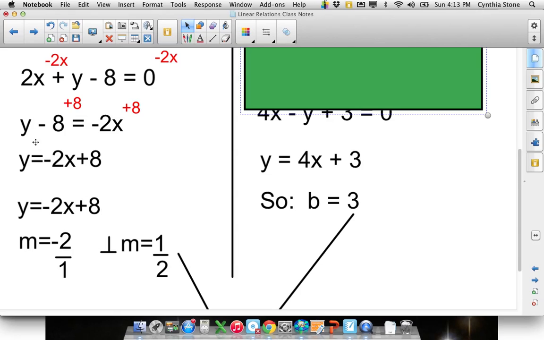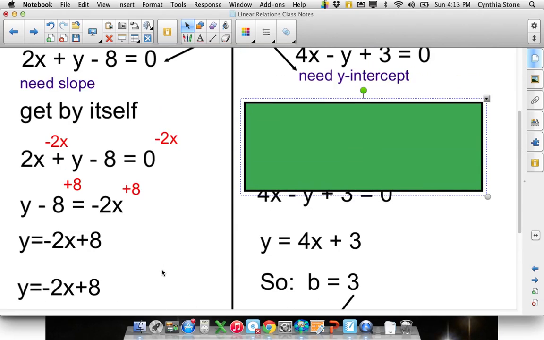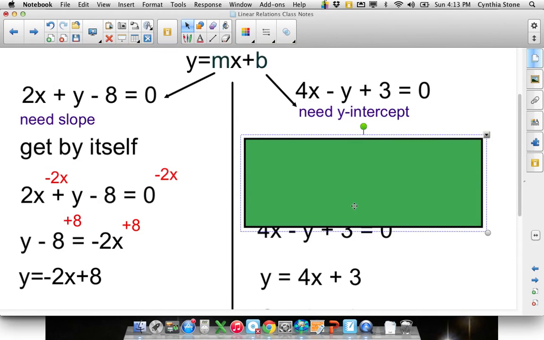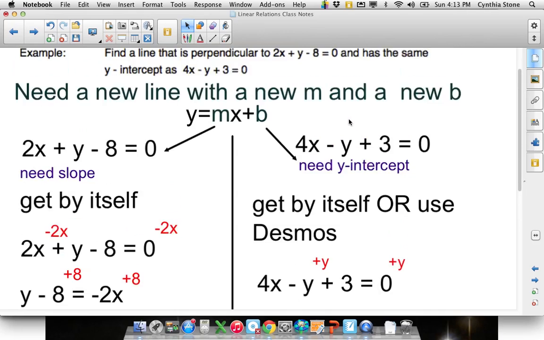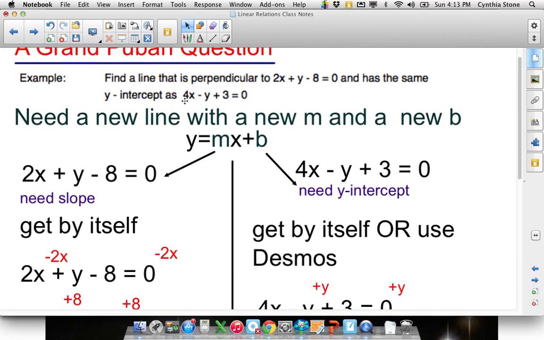Okay? So you rearrange the equation, you get y by itself, figure out m, and find the negative reciprocal. Okay, so it was negative 2 over 1, now it's 1 over 2, positive 1 over 2. The other side is the same idea, but now we're looking for the y-intercept because it says we need the y-intercept from here.